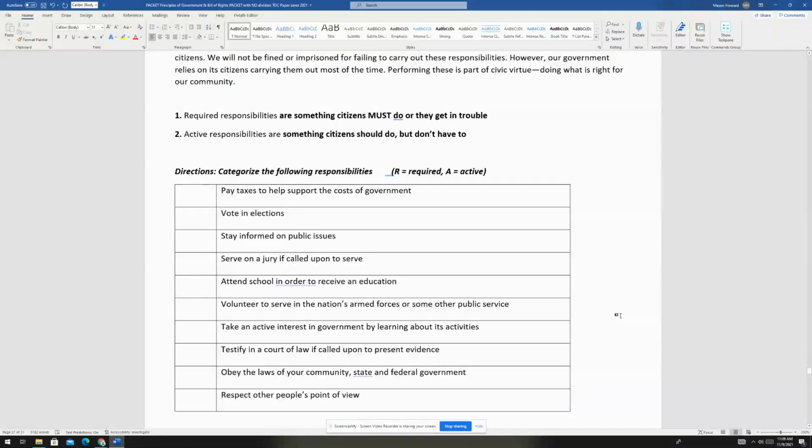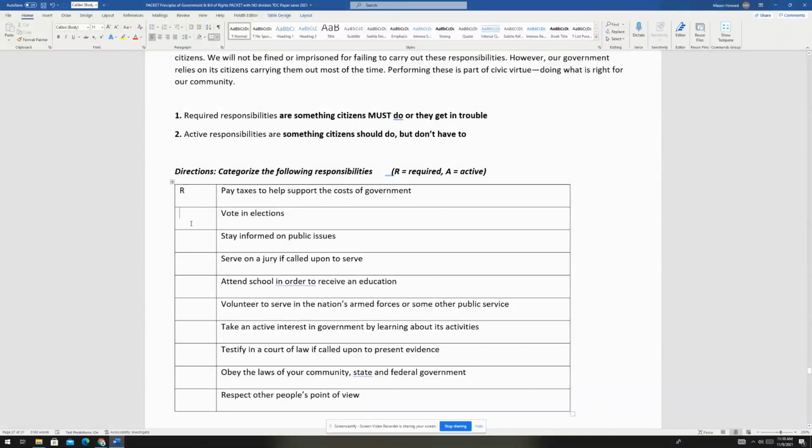Okay, so let's look at examples of this. So, pay taxes to help support the costs of the government. We talked about this before because I said, what happens if you don't pay your taxes when you're grown up? You go to jail. Well, some other things happen first, but after they've tried everything, you go to jail. We all have to pay taxes. Not a bad thing. It's how we're able to do a lot of things in America. So you're going to put an R for required.